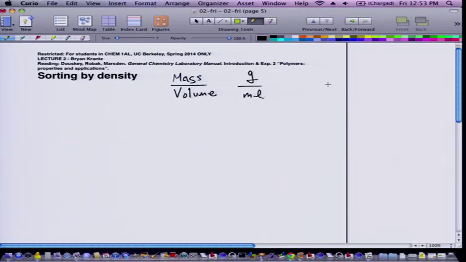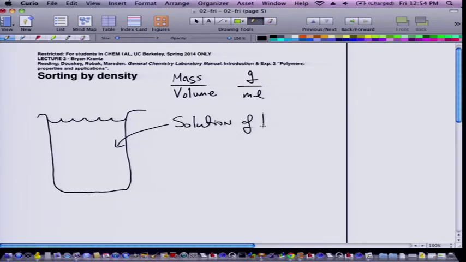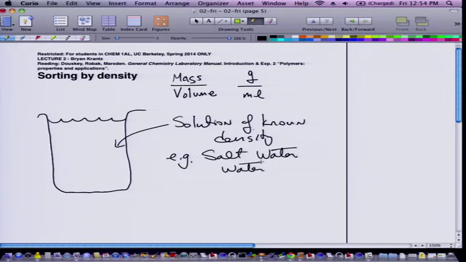Based on how much liquid a volume of plastic will displace, if that plastic bit is heavier than that volume that's displaced, it will tend to sink. If it's less, then it will float. Okay? It's Archimedes' principle. You have a beaker, and you have some solution of known density. You could use some examples: salt water, regular water. If you put salt in there, seawater is more dense than regular water.